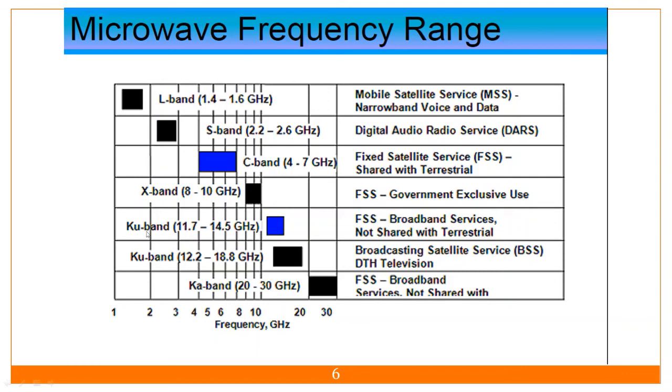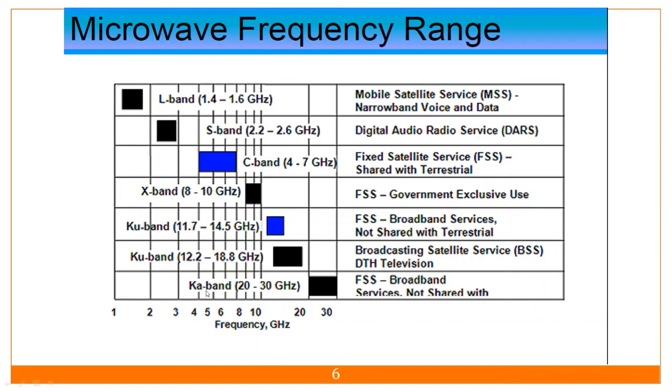Then the Ku band is 11.7 to 14.5 gigahertz. That is broadband services not shared with the terrestrial. Okay, broadband services are there, but the terrestrial is not shared. Then for the Ku band again, there are two bands, 12.2 to 18.8 gigahertz, for broadband satellite services. Whatever DTH services we get come into the Ku band. If you are using a data satellite or direct to home service and scanning the frequency, you will get the range in between these two.